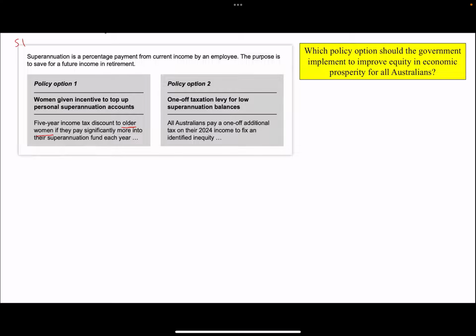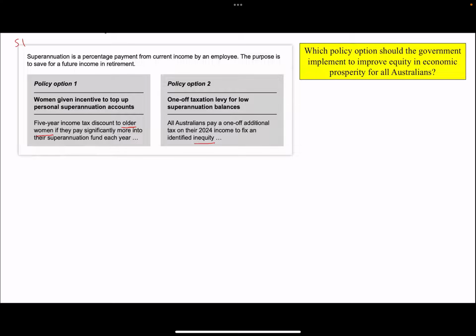They laid it out as policy and then problem. And that's why this one here, we're calling it source 1. Policy option 2, a one-off taxation levy for low superannuation balances. All Australians pay an additional tax on their income to fix an identified inequity. So all Australians would be asked to pay a bit more money, a bit higher tax, to be redistributed towards those who haven't had the same level of superannuation savings as others.